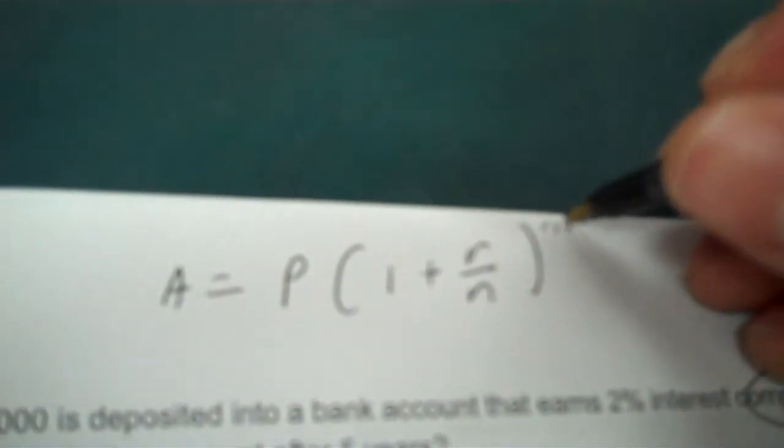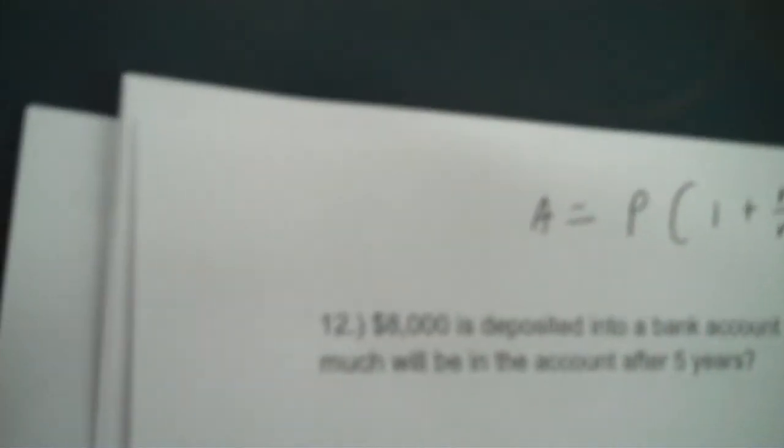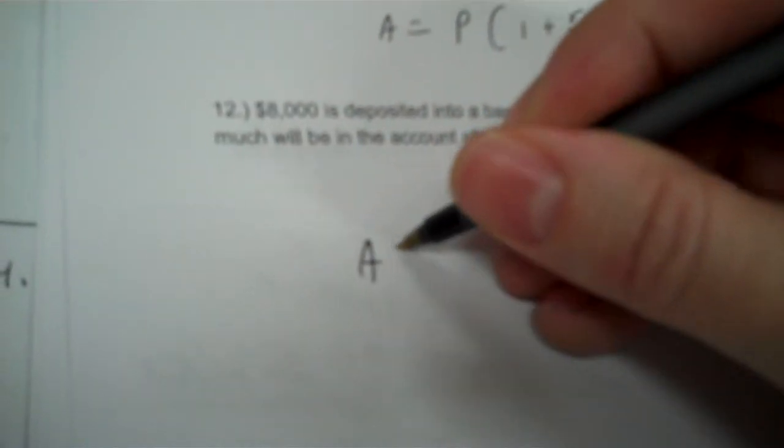Okay, number 12. And up here, the copy machine cut it off. That's NT. Okay. $8,000 is deposited into a bank account that earns 2% interest compounded quarterly. How much will it be in the account after 5 years? So you're solving for your A.